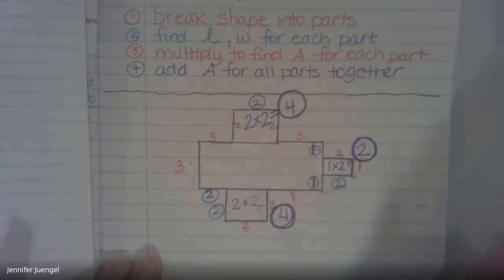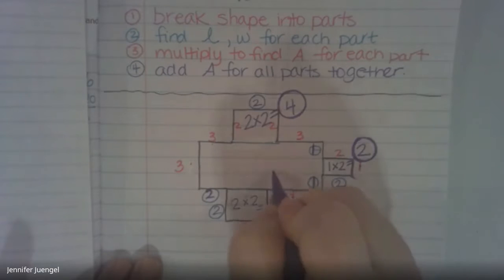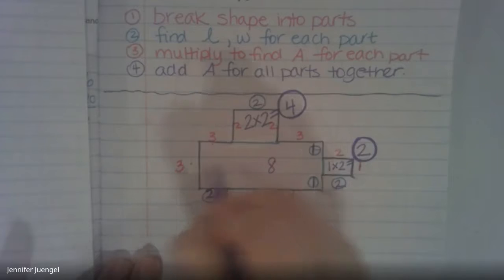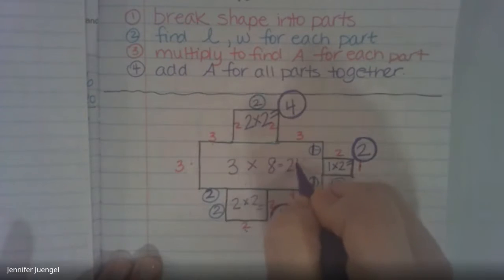Now the inside, we remember that the whole inside was 8: 4, 5, 6, 7, 8. That's the width. And the length is 3. 3 times 8 equals 24 square units.